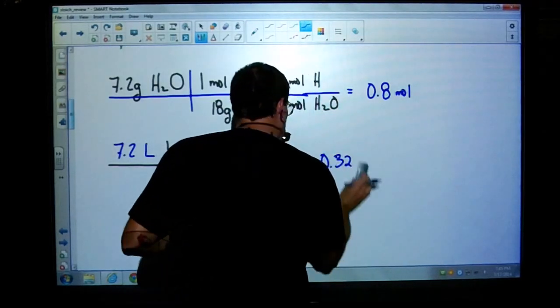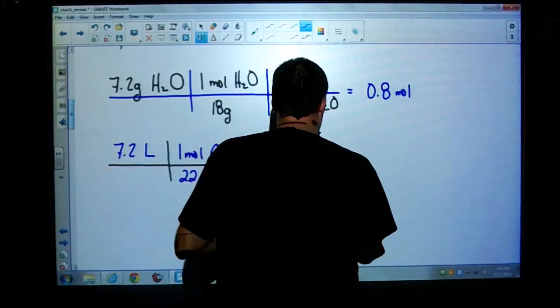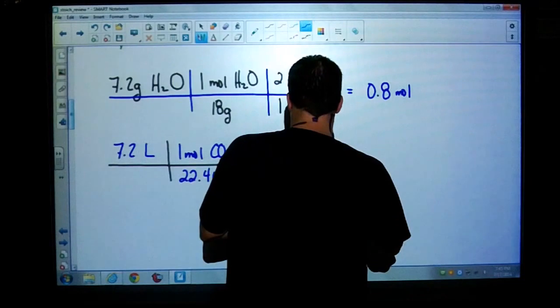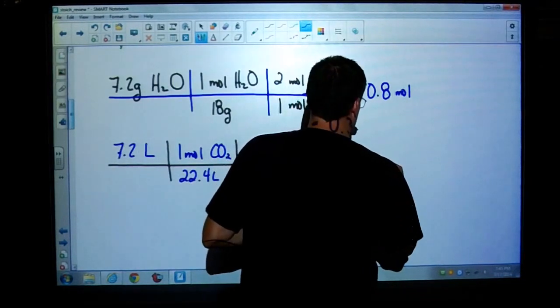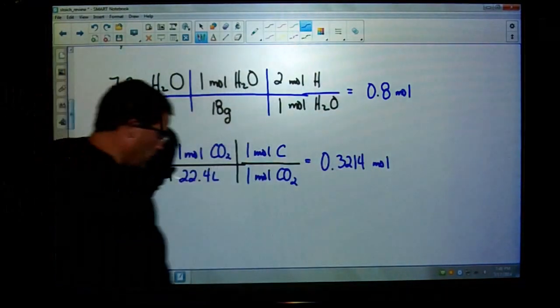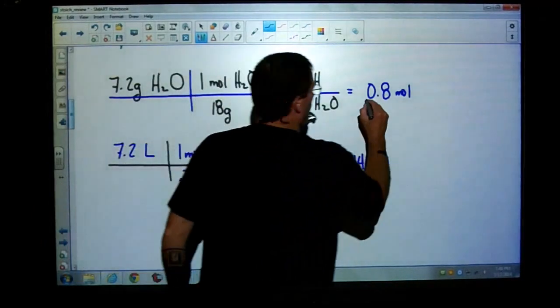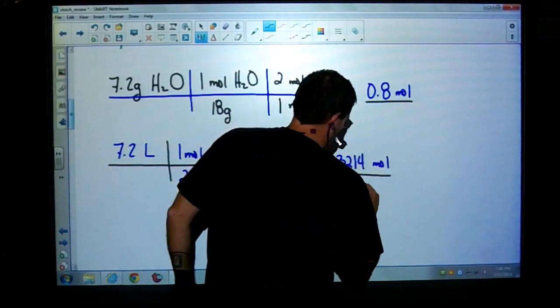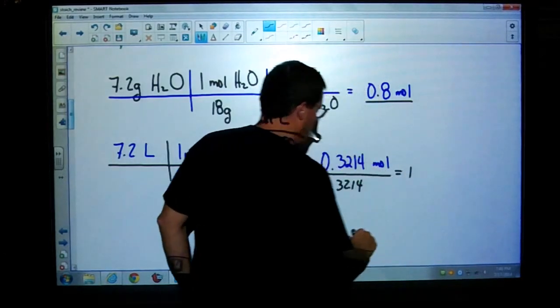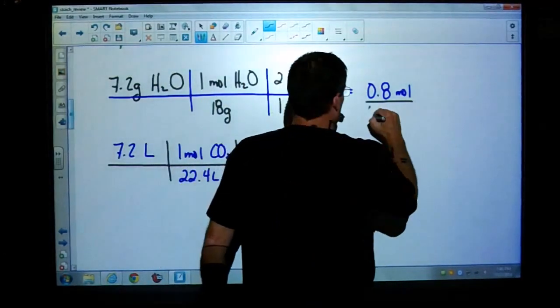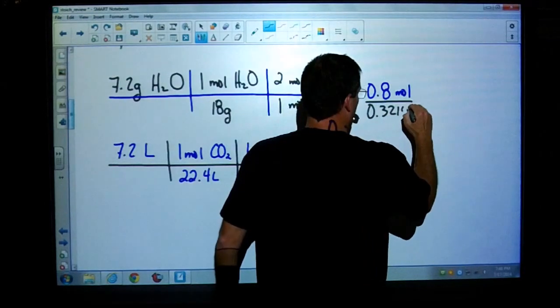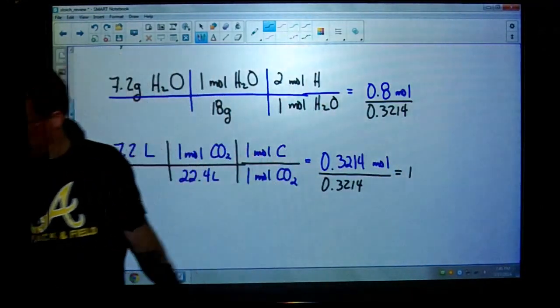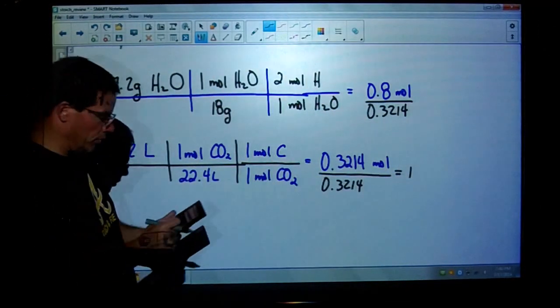Oh, what's that? 0.3214. Okay, and then what I'm going to do is divide by the smallest value here. So this is one reason why I don't want to go too far out. So there's a 1, and then 0.3214. That I wouldn't just automatically round off, so let's get that value there.